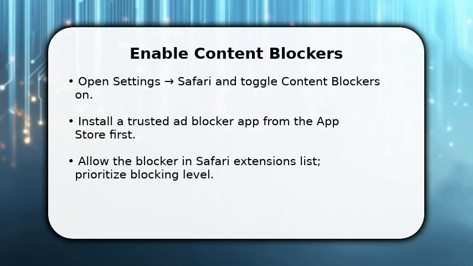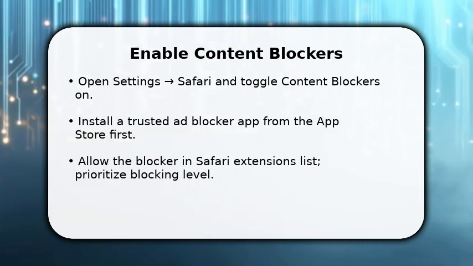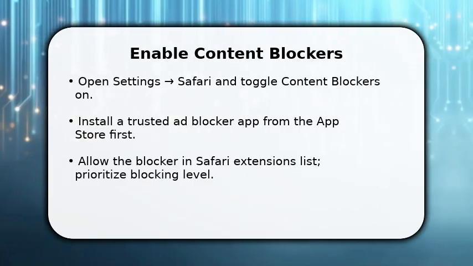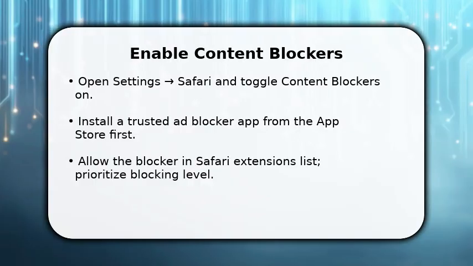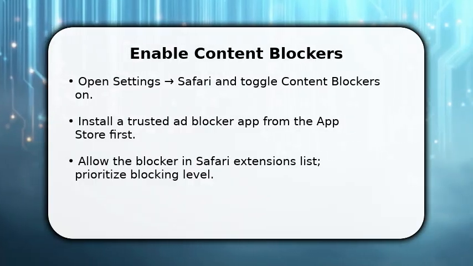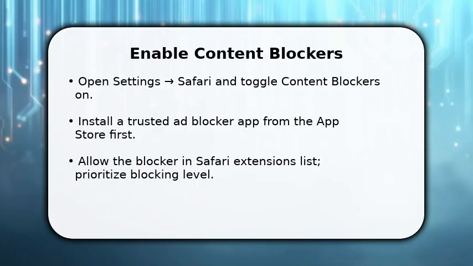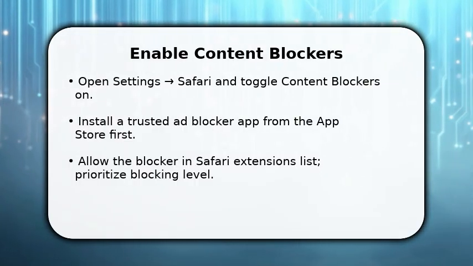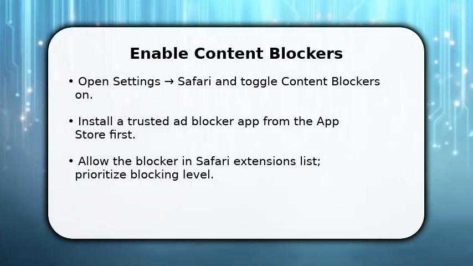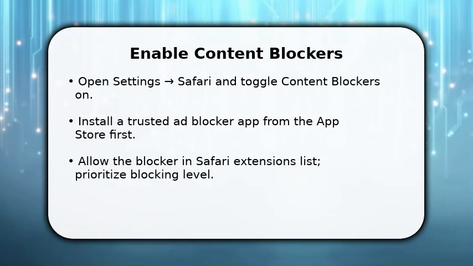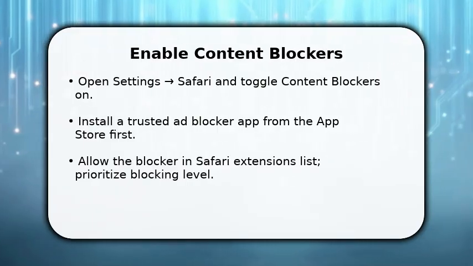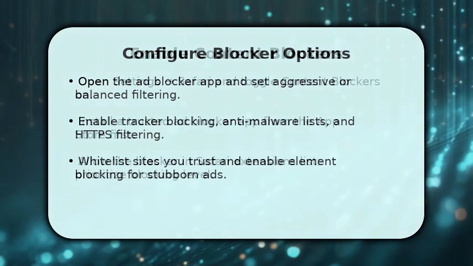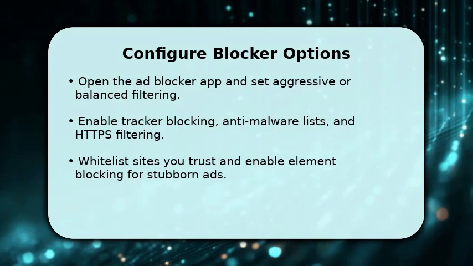You start by enabling content blockers so Safari can use an ad blocking app. First, install a reputable blocker from the App Store and sign in if required. Then open Settings, scroll to Safari, and toggle content blockers on. This gives Safari permission. Once done, open Safari's Extensions or Content Blockers menu to confirm the app appears and is enabled. Make sure you grant any in-app permissions the extension asks for, because Safari won't block ads without that system-level permission.